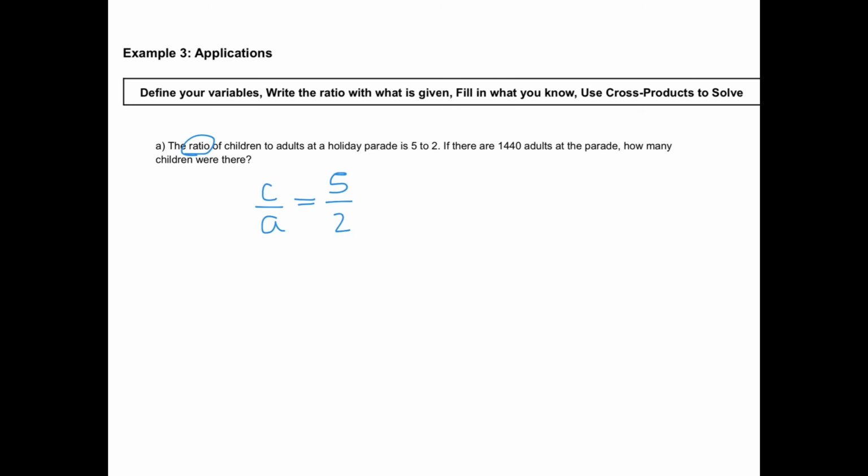And if you think about this, it is a holiday parade, maybe a Halloween parade, where there's going to be more children than there are adults. So hopefully this ratio does make sense. So just to make sure that we do define our variables, I'm going to say C equals the number of children and A equals the number of adults. And that just covers writing down what our variables actually represent.